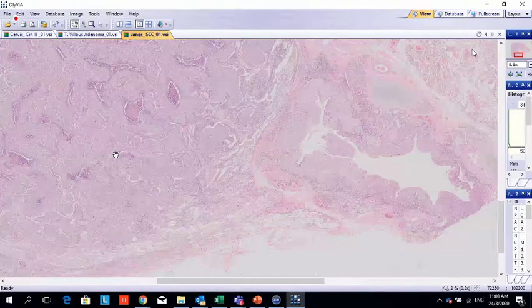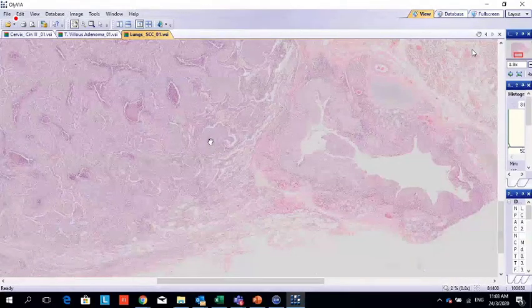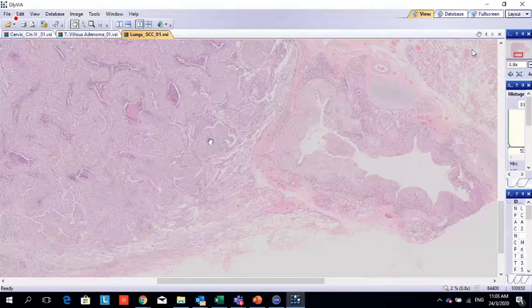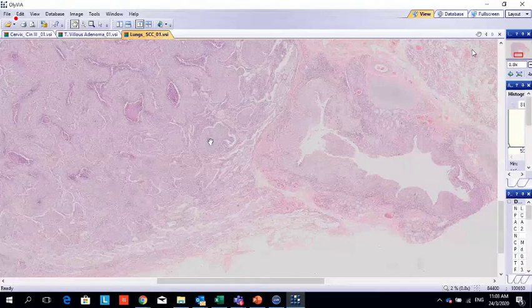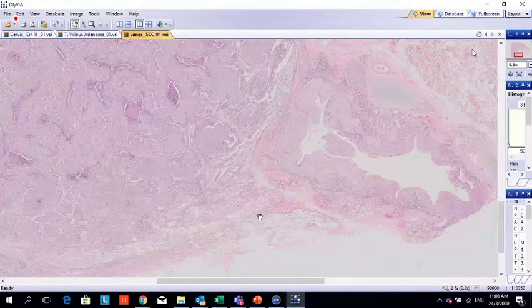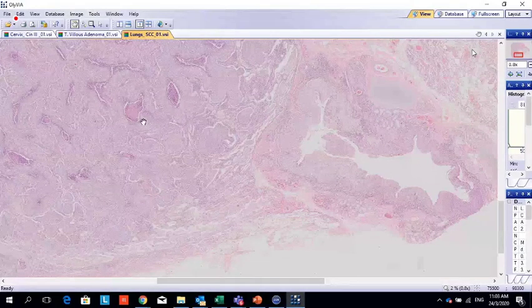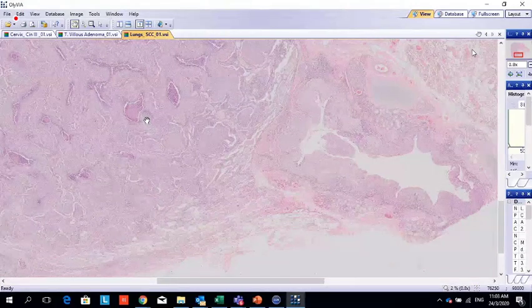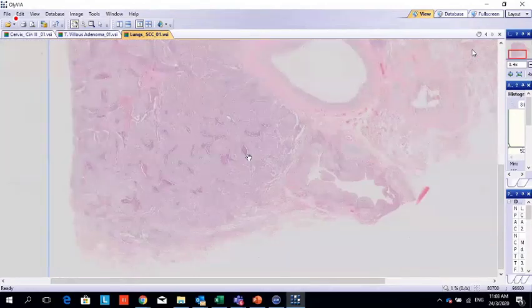What is the prognosis? Bad. Yeah, prognosis, poor prognosis. It's nice if we say poor rather than bad. Poor prognosis. Yeah, why? Because it is already invading the alveoli, isn't it? So in this case, the patient will have radio and chemotherapy.